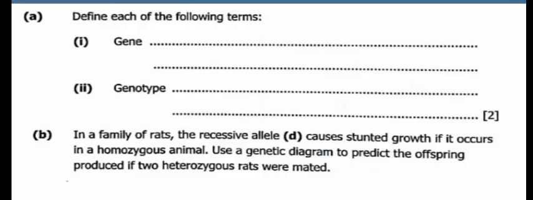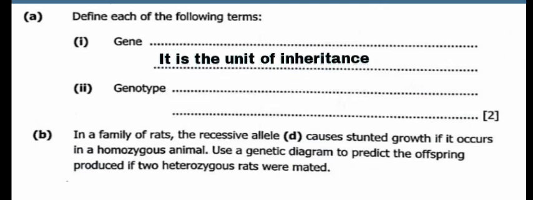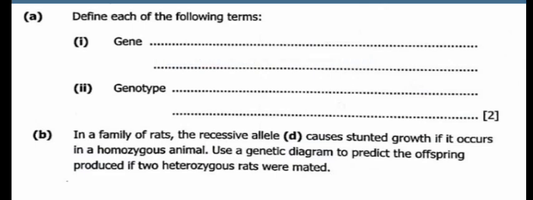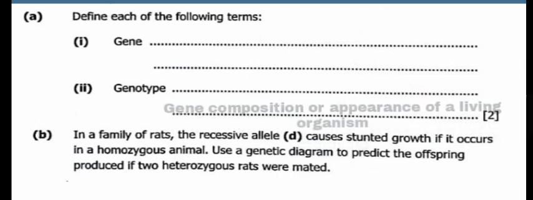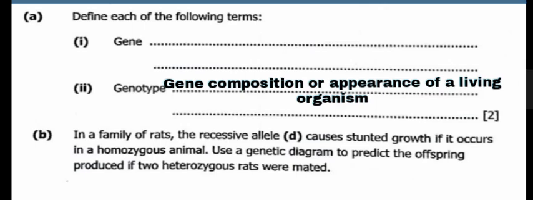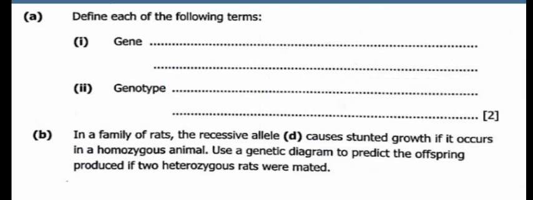The next one is saying define each of the following terms. We have the first one, which is the gene. A gene is defined as the unit of inheritance, meaning genes are used to denote the inheritance. When it comes to the genotype, this is the genetic composition of a living organism, or the internal appearance of a living organism. So there is a difference between genotype and phenotype, in that genotype represents the genetic appearance of a living organism, while phenotype represents the outward appearance of a living organism.